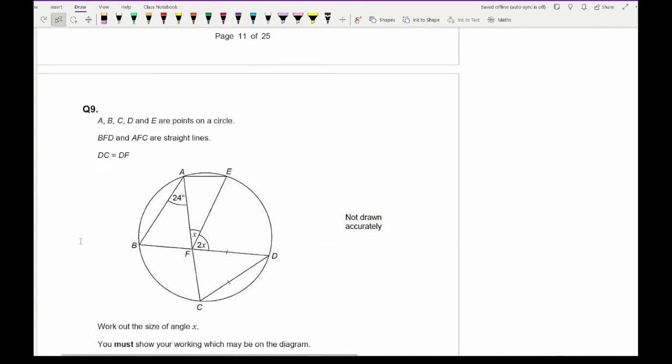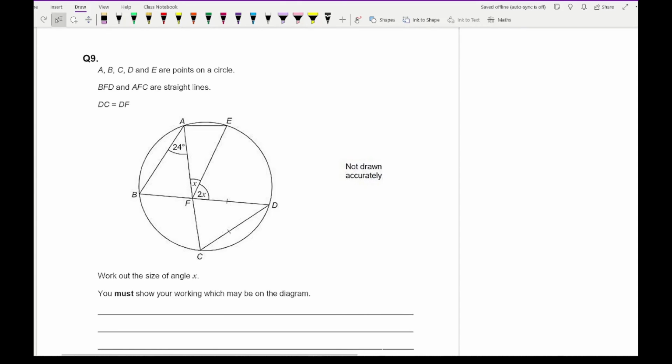Looking at question 9, it says ABCDE are points on a circle, BFD and AFC are straight lines. DC is equal to DF. Work out the size of angle x. You must show your working out, which may be on the diagram, which is helpful.